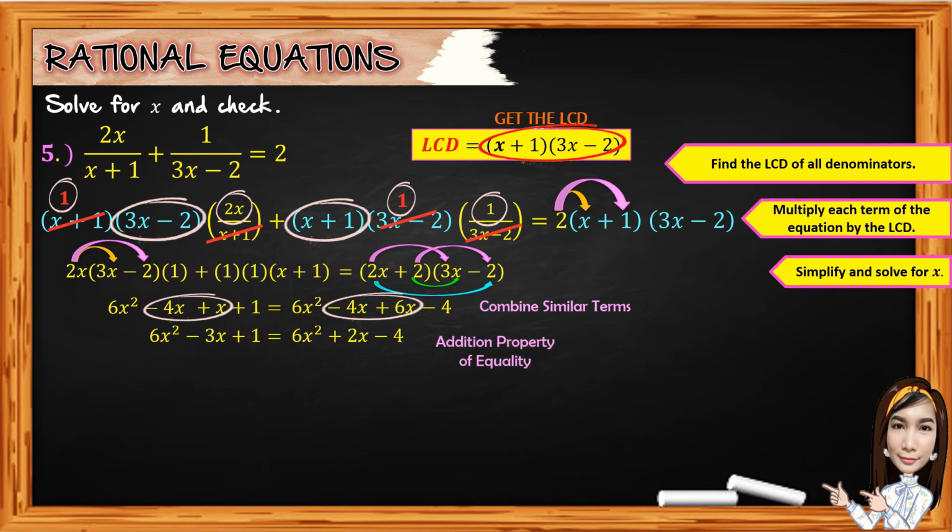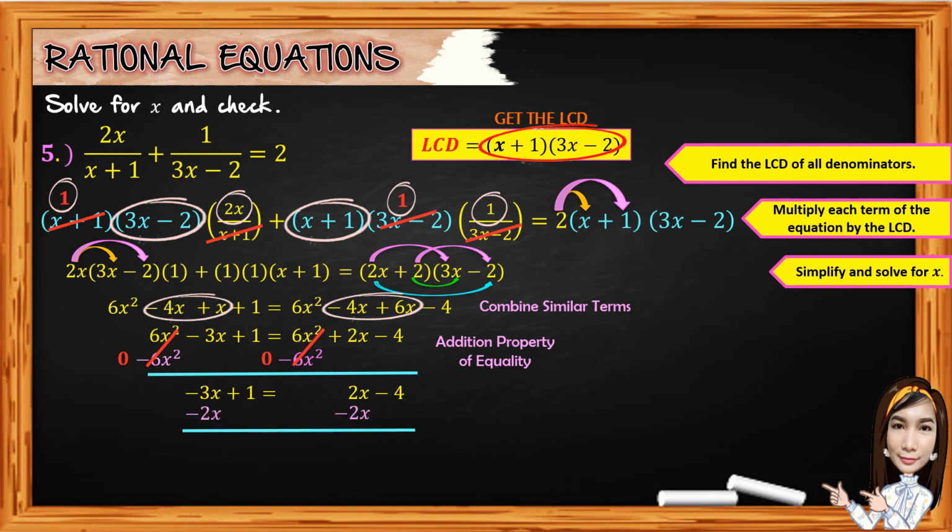Then we're going to apply addition property of equality. So we can add both sides. The additive inverse of 6x squared is negative 6x squared. So 6x squared minus 6x squared is equal to 0. Then bring down negative 3x plus 1 is equal to, bring down also 2x minus 4. Then again, add both sides. The additive inverse of positive 2x is negative 2x. So 2x minus 2x is equal to 0.